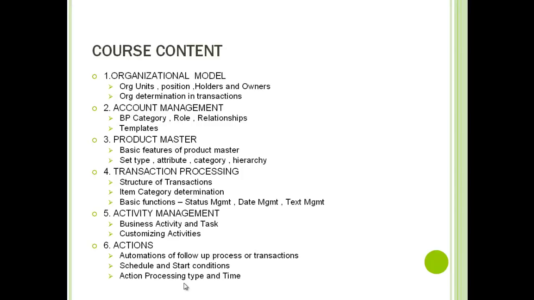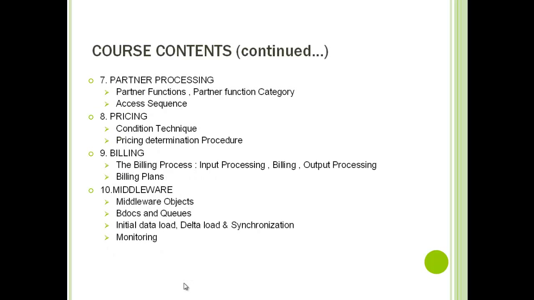Then we'll move on to actions. Actions are basically used to automate certain parts of transactions, like the follow-up processes. We'll look into the schedule conditions, start conditions, and what is meant by action processing type and action processing time. Then we'll look into partner processing. What's partner processing? Any stakeholders in your transactions, like the sold-to party, ship-to party, and bill-to party, are known as partners. So what all partners could be determined in your transactions? What partners would be mandatory? And how can we automate the determination of these partners? All these topics will be covered in partner processing.